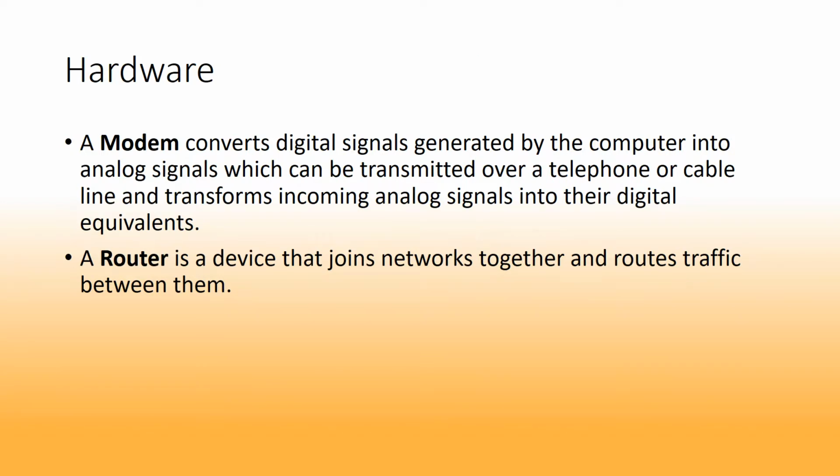And in order to do all this, you have to have some specific hardware, namely a modem and a router. I've found that some people who aren't familiar with what exactly these devices do will use modem and router interchangeably, but they're actually different devices. A modem converts digital signal generated by the computer into analog signals, which can then be transmitted over telephone or cable line, and transforms incoming analog signals back into the digital equivalents for use by your internet browser. The router is a device that actually joins the networks together and routes all of the traffic that's going in and out.